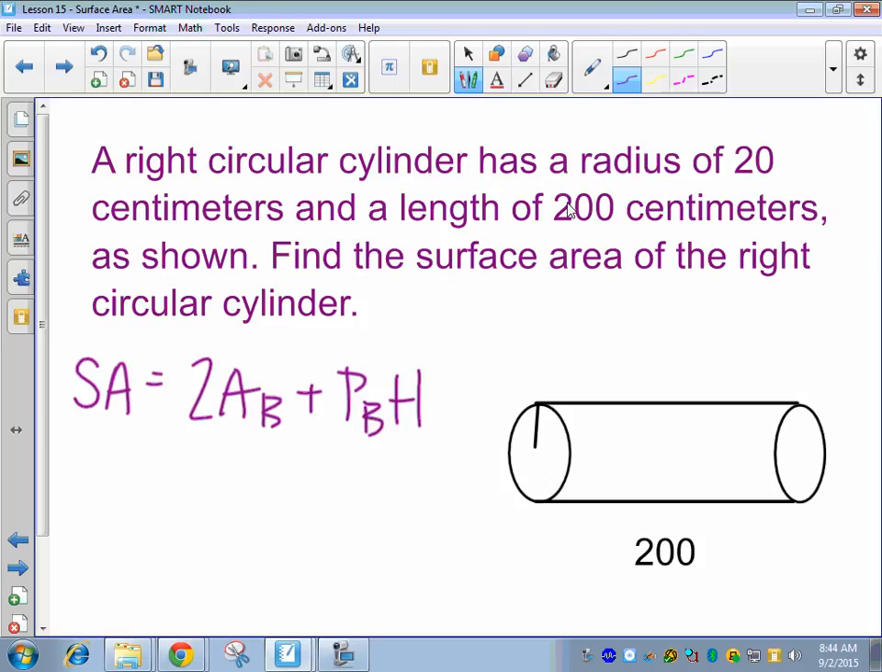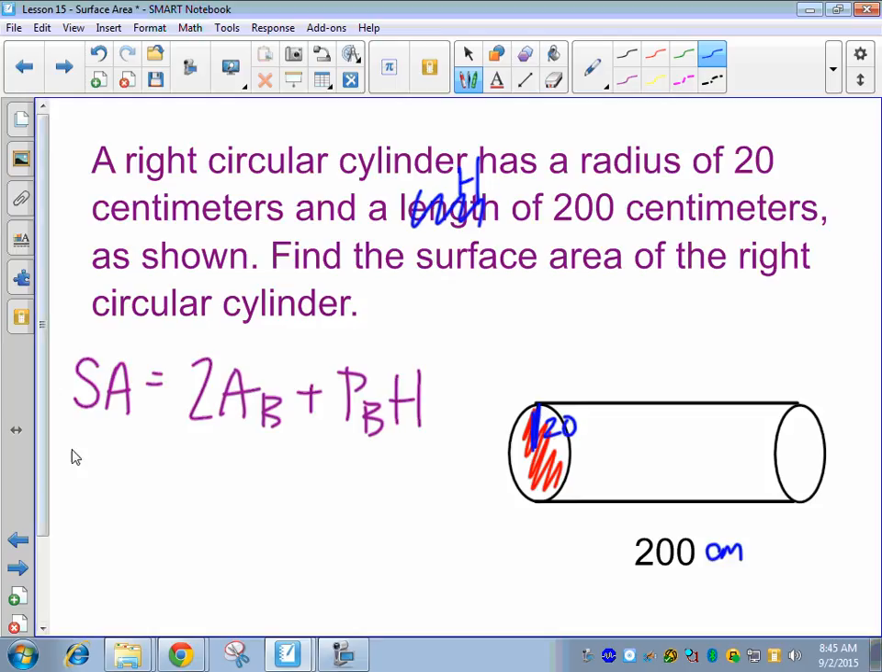Okay, now what's our base for this one? The circle, yeah. So it tells us our right circular cylinder has a radius of 20. So this right here is 20 centimeters. And a length of 200 centimeters. Okay, so length, when I read this, I'm thinking, well, in my formula, this length is really my h, right? So I'm just going to fill that in.